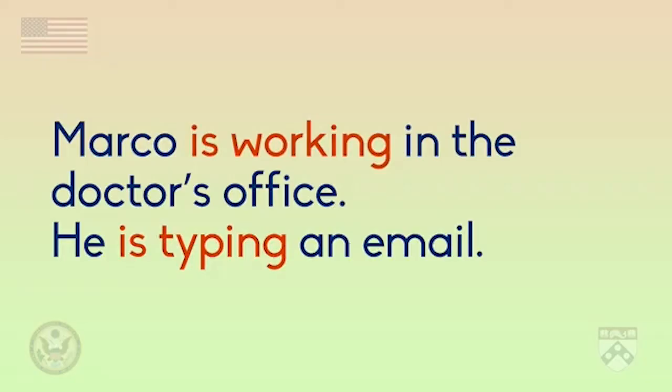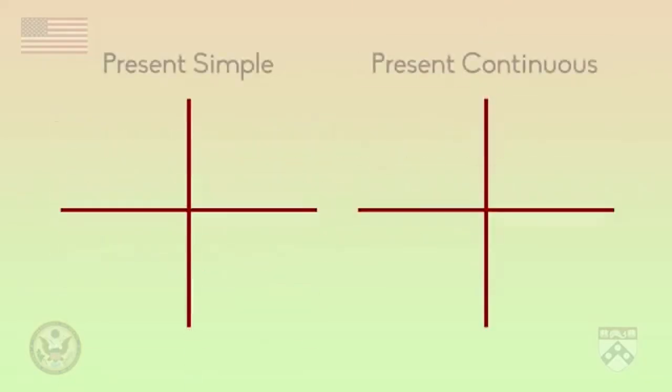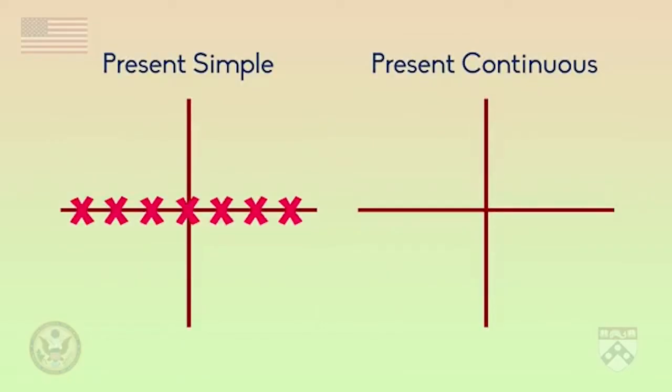So, to sum up, if we compare these two tenses, we can see that the present simple is used to speak about actions that are happening all the time, or usually in the present. The present continuous is used to speak about actions happening right now. Now, why don't we look at an example where we use both of these tenses?